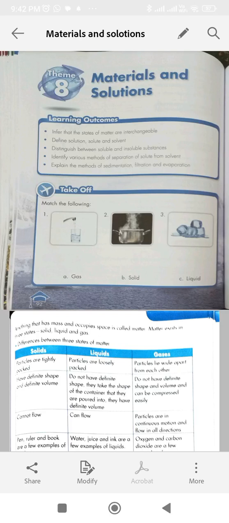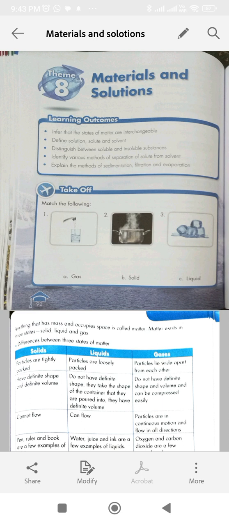Theme 8: Materials and Solutions. Learning outcomes. Infer that the states of matter are interchangeable. Define solution, solute, and solvent. Distinguish between soluble and insoluble substances. Identify various methods of separation of solute from solvent. Explain the methods of sedimentation, filtration, and evaporation.